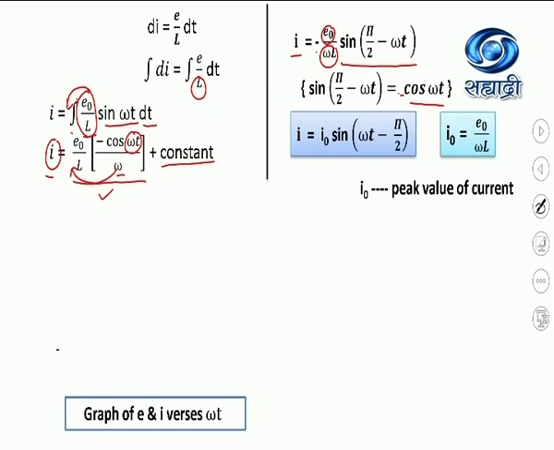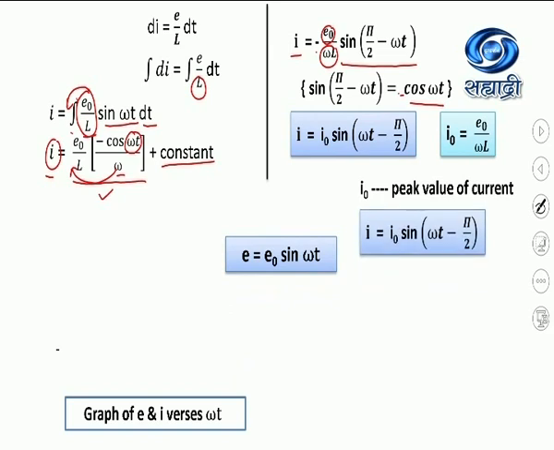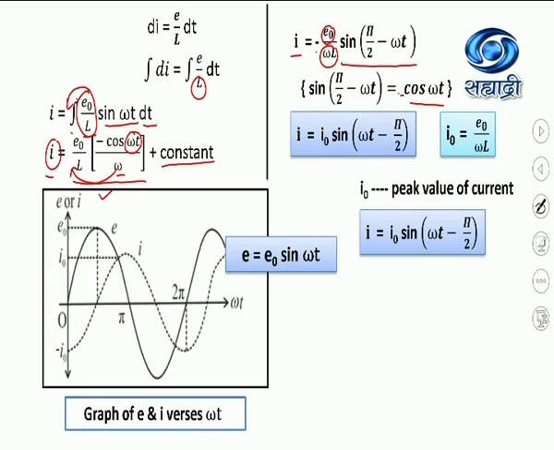Graphically, let us see the variation of EMF and current with respect to phase. We have two equations. For the EMF, E is equal to E naught sin omega t. For current, I is equal to I naught sin omega t minus pi by 2. Now, let us understand this graphical variation. Suppose initially I am taking omega t as 0, that is the origin over here. Then in that case, sin 0 is 0, so EMF is 0.